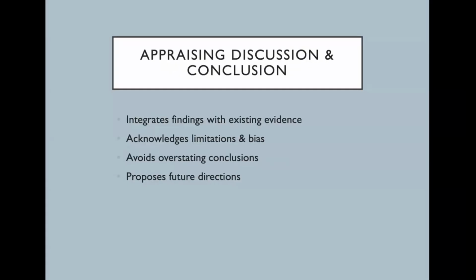All right. The discussion and conclusion sections should integrate findings with existing evidence. It should tie in the results section, what was found in the current study, as well as tie that back in with the introduction and the objectives that the study was going to find, in order to understand what the study actually accomplished and how that relates to current literature. So the discussion also acknowledges limitations and biases of the study, and proposes future directions. It's important to avoid overstating conclusions.